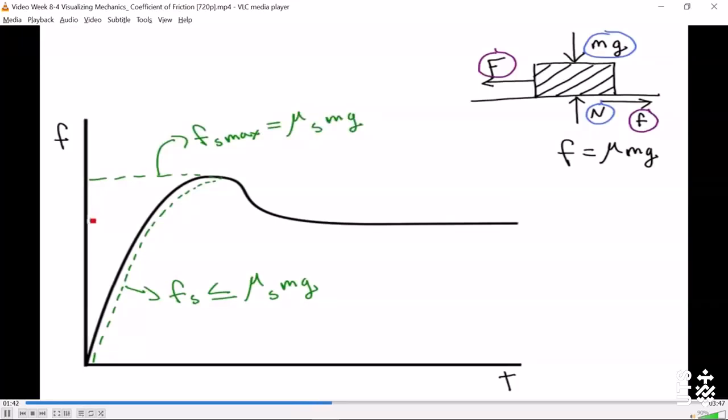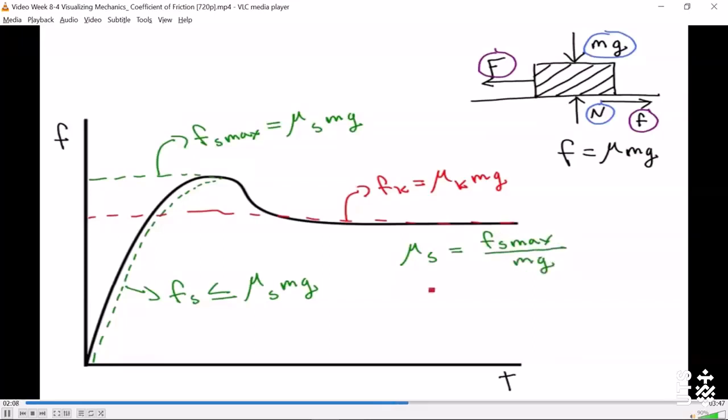Now, the straight line afterwards refers to our kinetic friction, and this is going to be equal to mu k times mg. If we solve for mu s and mu k, we have mu s equal to our maximum static friction over mg, and mu k is going to be equal to our kinetic friction over mg.